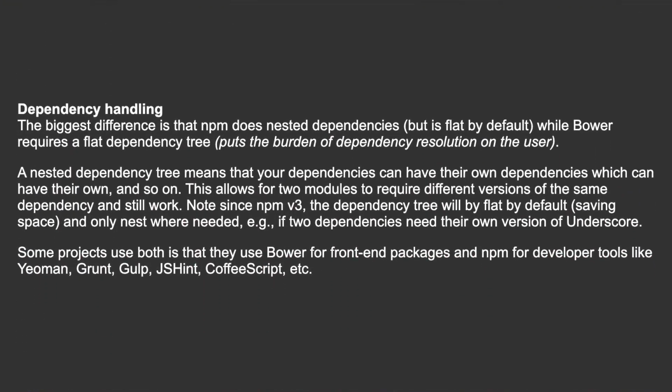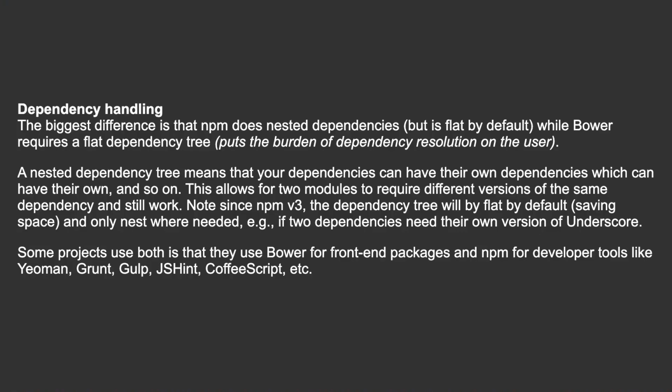Dependency handling. The biggest difference is that NPM does nested dependencies, but is flat by default, while Bower requires a flat dependency tree. Puts the burden of dependency resolution on the user. A nested dependency tree means that your dependencies can have their own dependencies which can have their own, and so on. This allows for two modules to require different versions of the same dependency and still work. Note, since npm v3, the dependency tree will be flat by default, saving space, and only nest where needed.